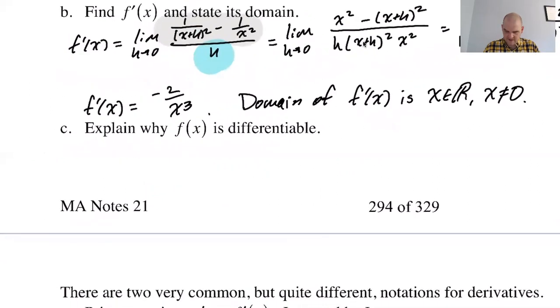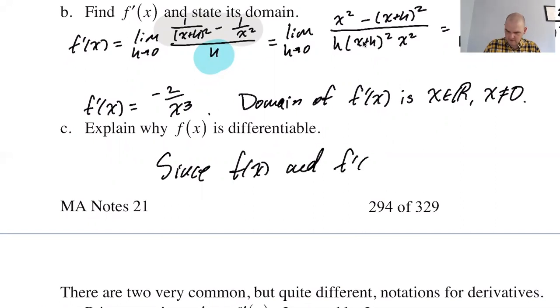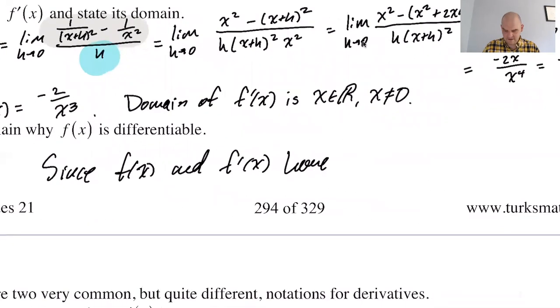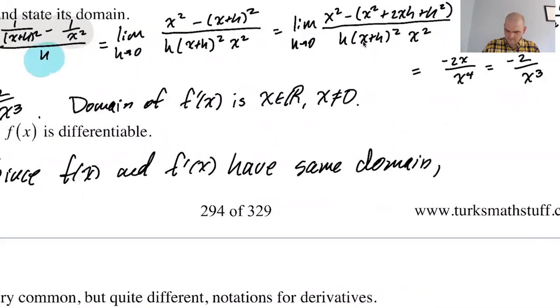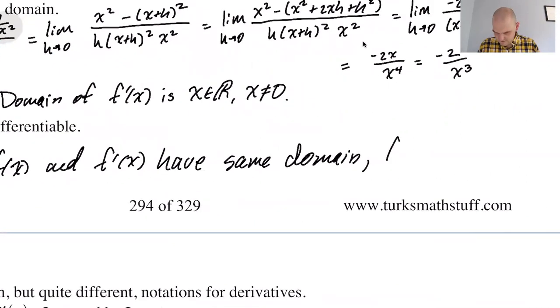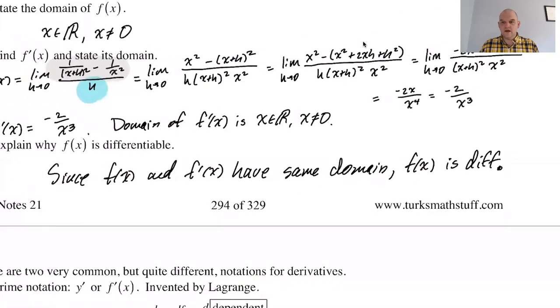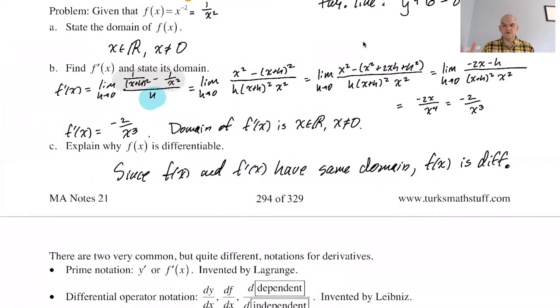So I'm going to say, since f of x and f prime of x have the same domain, f of x is differentiable. That's what we needed. F of x is, so I'm going to start abbreviating differentiable as diff, which you can also do. So f of x is diff.